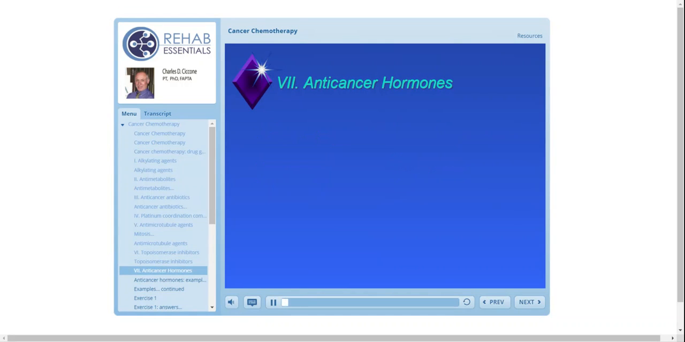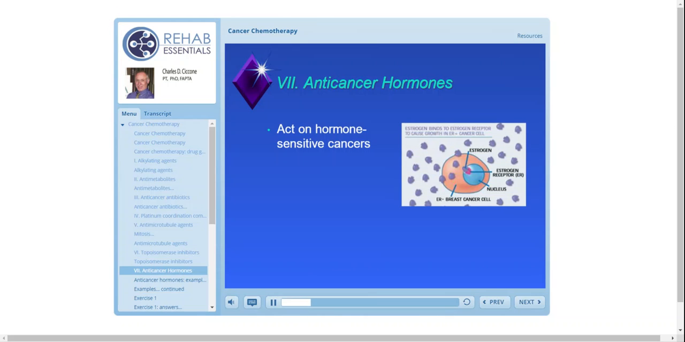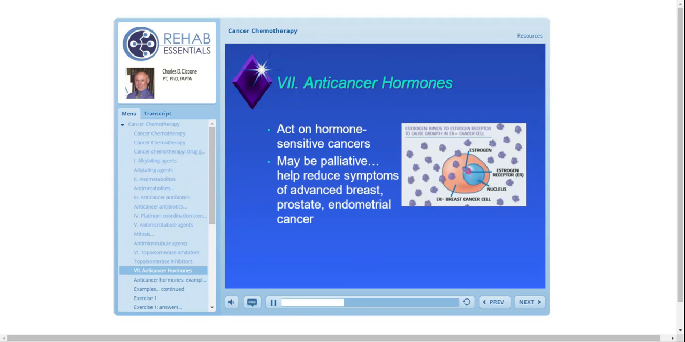Now, anti-cancer hormones. We know that certain tumors and disseminated cancers are hormone sensitive. For instance, breast cancers may be sensitive to estrogen and actually have estrogen receptors on the tumor cell that are accelerated by the growth of this hormone. And if we inhibit that effect, that can slow down the growth of the tumor.